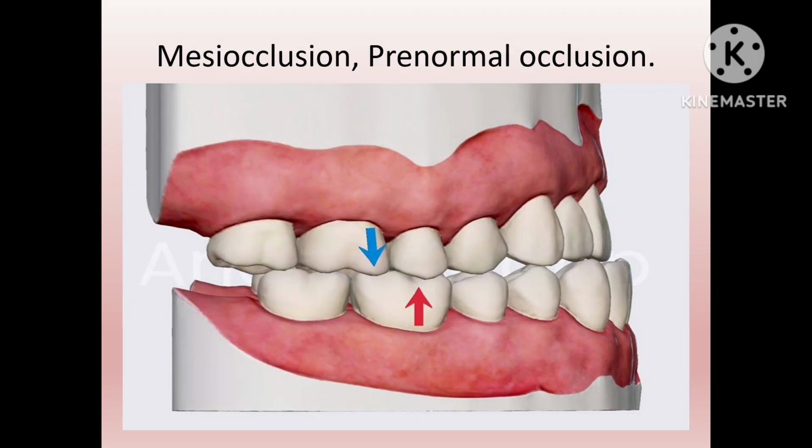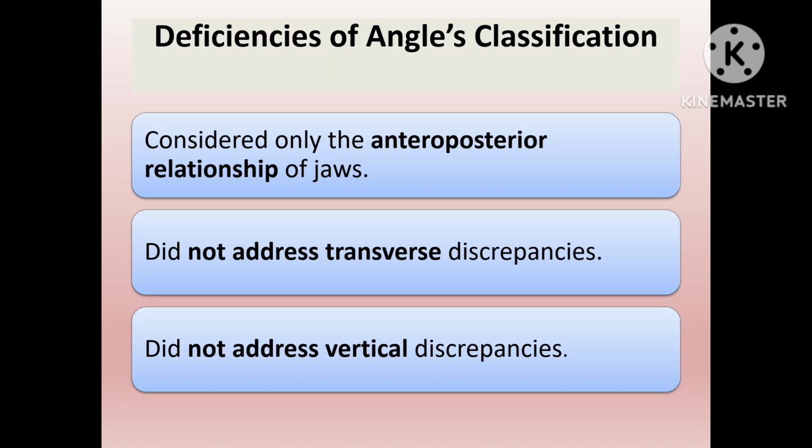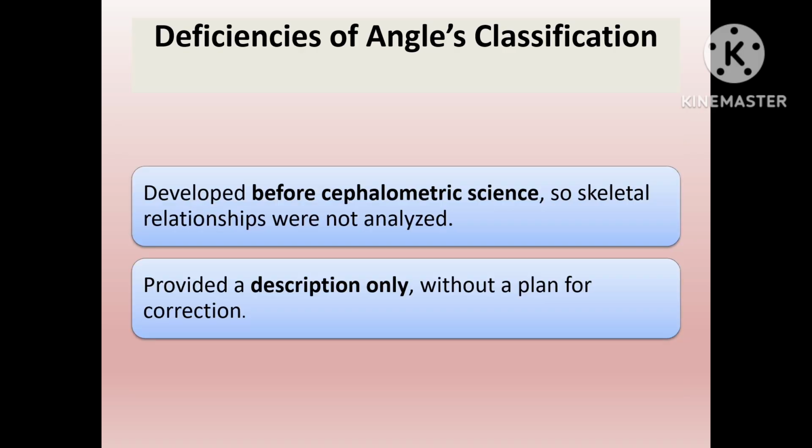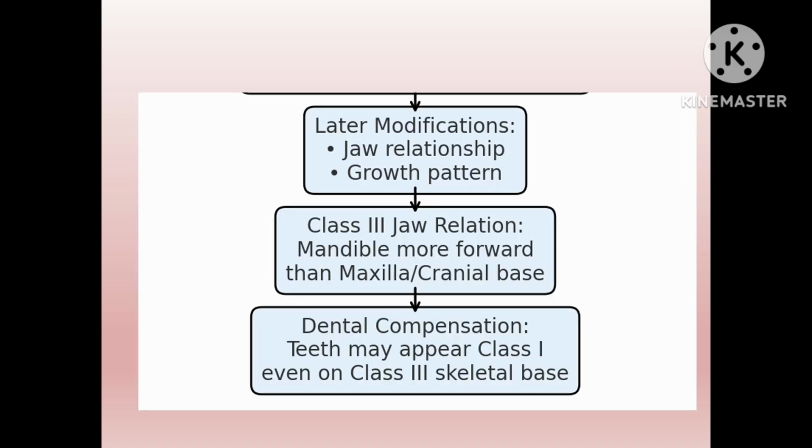The main limitations of Angle's classification were that it only looked at the anterior posterior position of the teeth, ignoring the vertical or the transverse problems. Second, it does not consider the skeletal jaw relationship or the facial growth pattern. It was realized that just looking at the teeth was not enough. It was not helping in formulating a treatment plan.